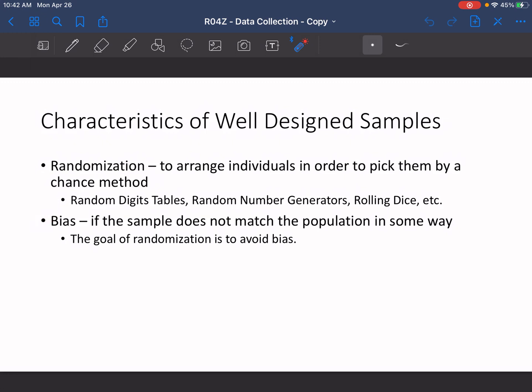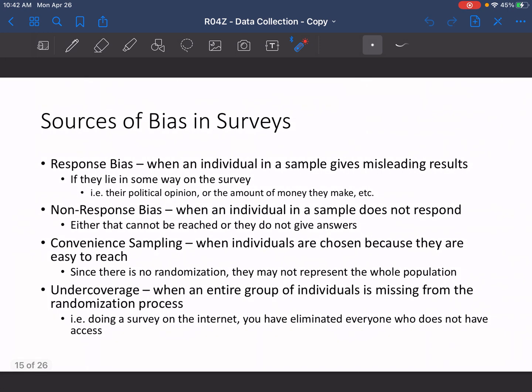And then we also have this idea of bias, which is something that we want to avoid. That's if a sample does not match the population in some way. And our goal of randomization is to avoid bias. However, it's not always going to be the case. And there are multiple types of bias that we can find in surveys.